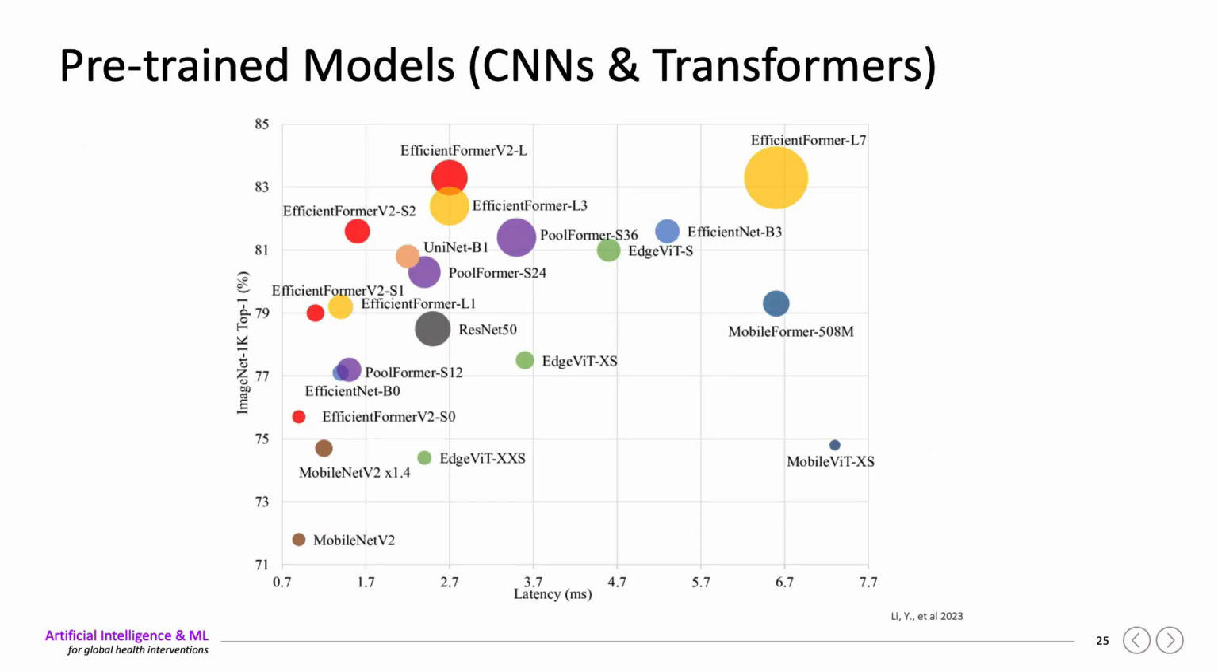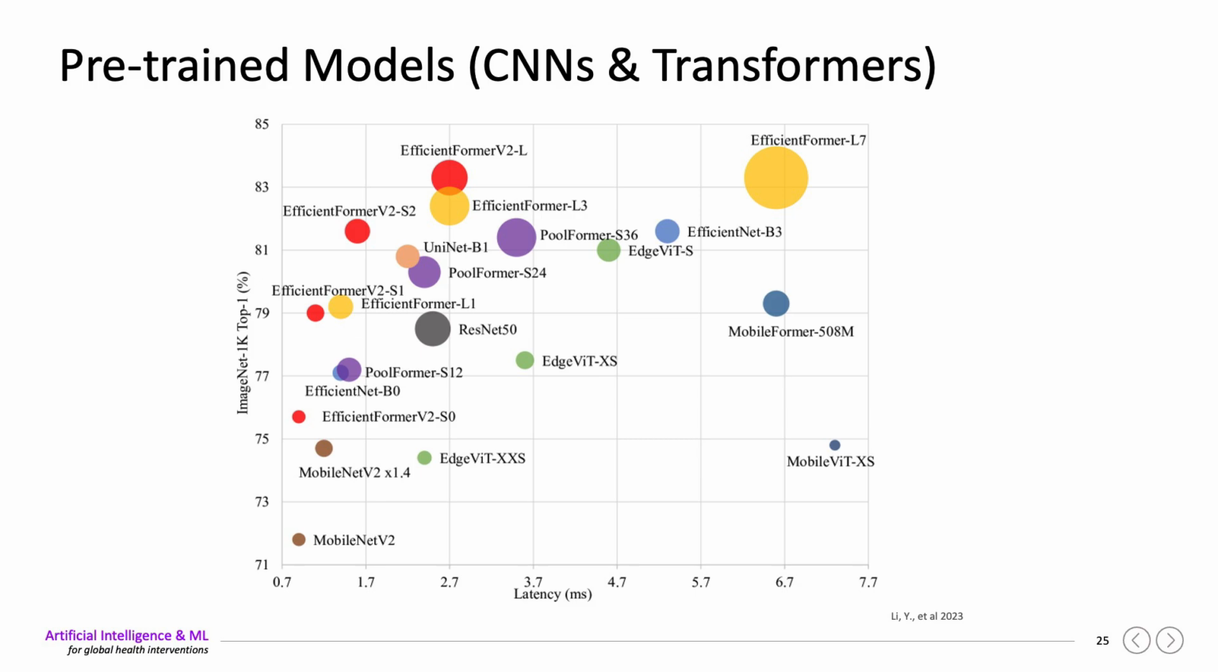This slide compares efficient models on the accuracy versus latency trade-off, from Lai and colleagues in 2023. The vertical axis is ImageNet 1K top 1 accuracy, and the horizontal axis is latency in milliseconds, with bubble size again indicating parameters. The plot features the EfficientFormer and EfficientFormer Phi 2 families, alongside PoolFormer, Mobile ViT, Edge ViT, MobileFormer, ResNet 50, and MobileNet V2.